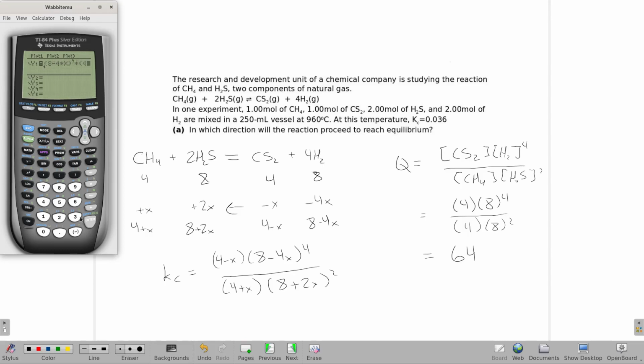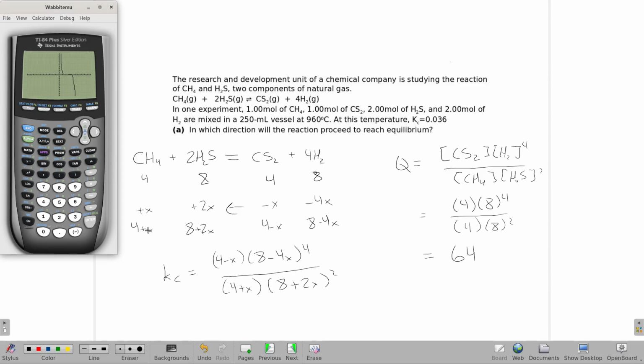Times 4 plus x to the negative 1 times 8 plus 2x to the negative 2 minus our Kc, which is 0.036. If I did all this right, I'll get some crazy zigzag line if it shows it all. Oh, you can see it does a weird little zigzag. I don't care about that.